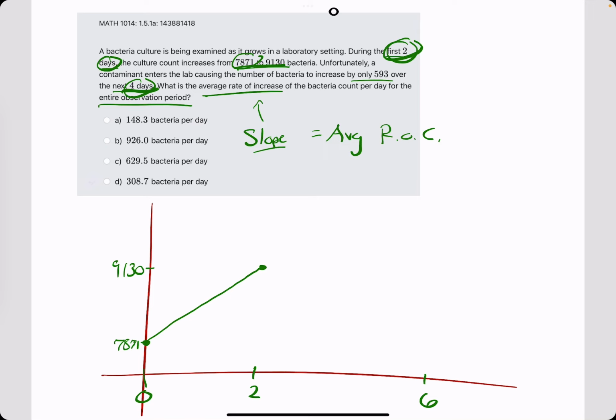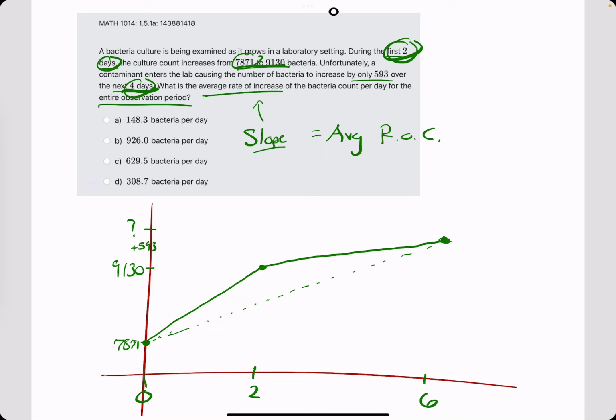So to scale, let's see if I can do this as best I can. So maybe it might be about here. Say plus 600, or I guess plus 593. And we'll get whatever that value gives us. But the main idea is that it only increases just a little bit over that next 4 days. And they want to know not what is the slope of this segment, nor what is the slope of this segment. They want to know what's the slope from start to finish. What's the average rate of increase from start to finish? So we're finding the slope of this dashed line, essentially.